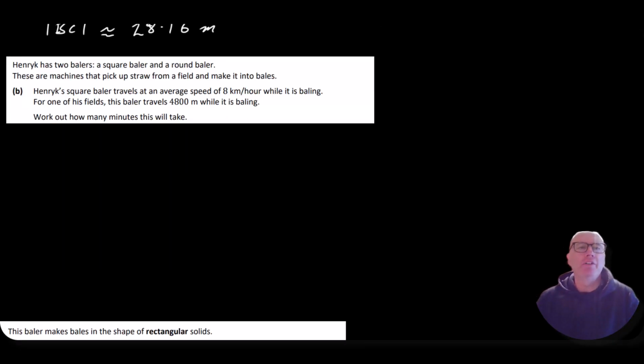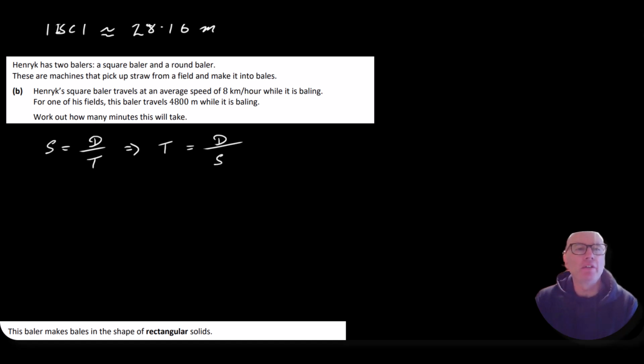Okay, let's have a look at part B. Henrik has two balers, a square baler and a round baler. These are machines that pick up straw from a field and make it into bales. Henrik's square baler travels at an average speed of 8 kilometers per hour while it is baling. For one of his fields, the baler travels 4,800 meters while it is baling. Work out how many minutes this will take. Okay, so this is just a simple speed, distance, time problem. We know that speed is distance over time. So we're looking for how many minutes, so we're looking for time. So time is distance over speed.